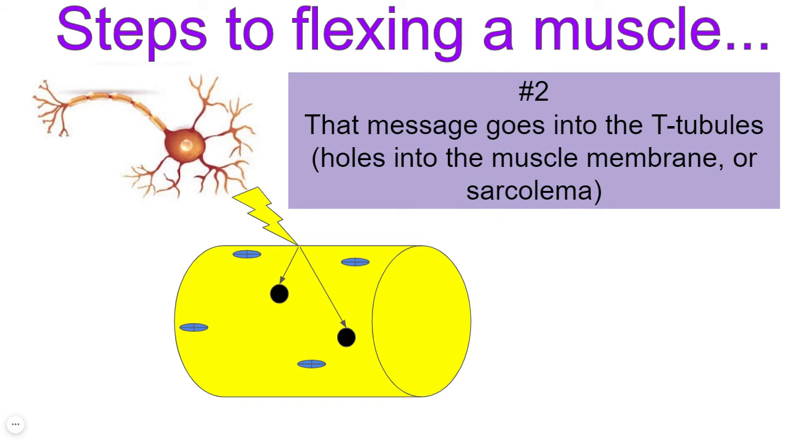And to step 2. That message sneaks its way. It kind of excites the sarcolemma there, and the sarcolemma releases some chemicals that drop into these holes inside the muscle membrane, and those holes take that message.